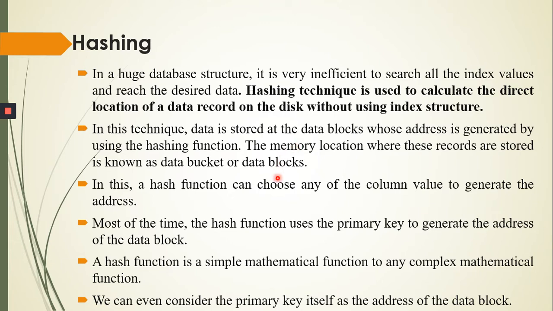In this, a hash function can choose any of the column values to generate the address. Most of the time, the hash function uses the primary key to generate the address of the data block. A hash function can be a simple mathematical function or any complex mathematical function, which we use to find out the memory location. We can even consider the primary key itself as the address of the data block. The primary key is a unique value for each and every record, so we can use the primary key as an address in the data block.